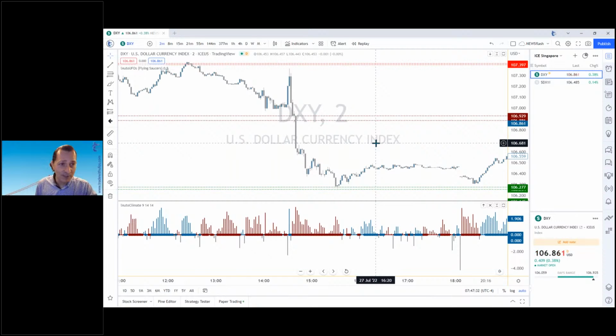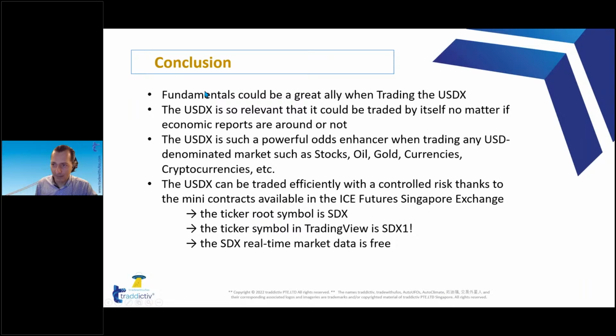Again, if you are a fundamental trader, a news trader, this is a market which is fantastic for this type of application. And you can move to very low time frames. I'm going a bit extreme here. Not too many people trade a 2-minute time frame. Maybe you trade a 10-minute or a 15-minute time frame. Maybe you do trade a 2-minute time frame, whatever it is, depending on your trading style. But again, very, very relevant market movements thanks to fundamentals. So certainly fundamentals could be a great ally when trading the USDX.